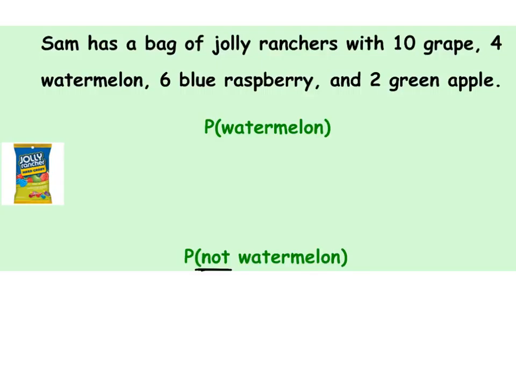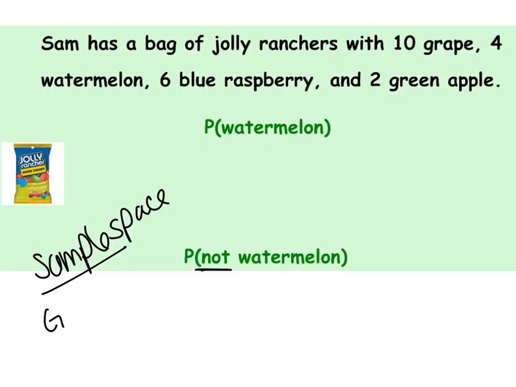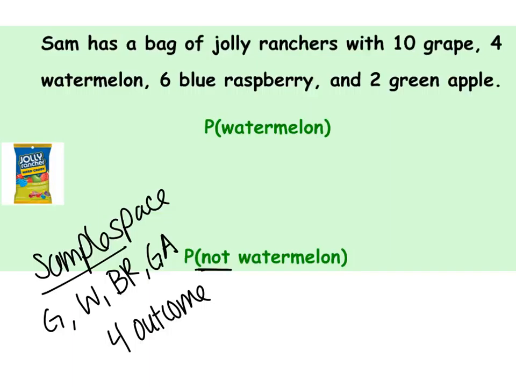First off, to review, the sample space for this. I want to talk through this real quick because you're going to need to know this later on. Sample space: we have grape, watermelon, blue raspberry, and green apple. There are only 4 outcomes that you can have when dealing with this, so do remember that. 4 outcomes, even though there's a lot more grape than there are green apple, it's still something you need to note that there's only 4 choices that you have.